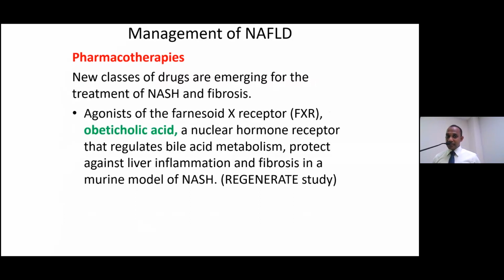The future is apparently going to be good, and newer classes of drugs are emerging for the treatment of NASH and fibrosis. So these agonists of what we call farnesoid X receptor, obeticholic acid, a nuclear hormone receptor that regulates bile acid metabolism, have been shown to protect against liver inflammation and fibrosis in murine models. The study is actually REGENERATE, that was very recently done.